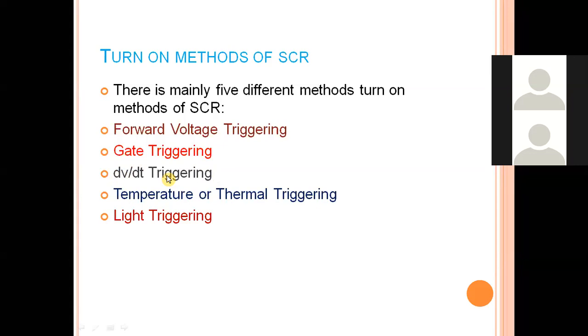dV by dt triggering is a rise in voltage of 10 volts per 10 milliseconds, 15 volts per 10 milliseconds, 30 volts per 10 milliseconds. If the voltage is considered with respect to time, that is considered as the dV by dt triggering. Coming to the other, that is the temperature or thermal triggering. By raising the temperature of the device, the leakage current through the device is going to increase, making the device conduct.